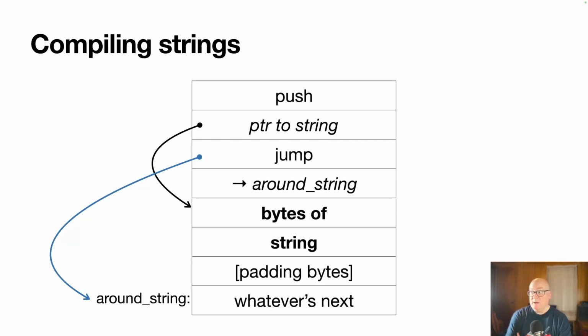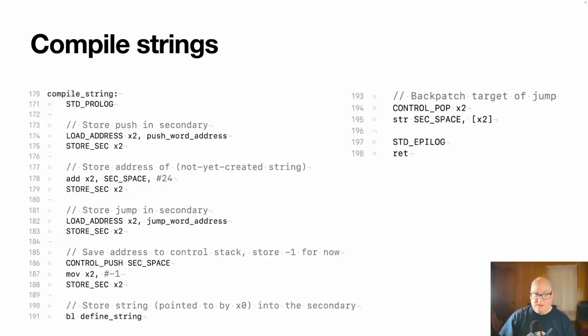Okay. What we're trying to generate is the push, and it needs to point to the string. And then, since this is going to be in line with our code, we're going to jump around that string. And so that'll be followed by the bytes of the string and then some padding bytes, because again, we have to keep 64-bit boundaries. And once you get to a round string, that label at the bottom, that's no longer our concern. Whatever comes next, generated code is what gets put in there. Okay, but there is this little push and a jump, and you'll see that in the code that generates this.